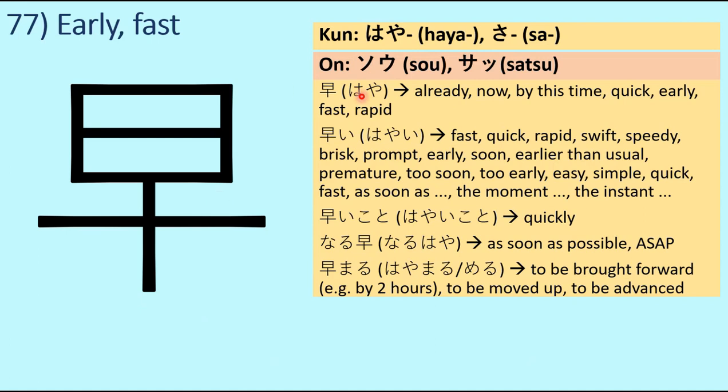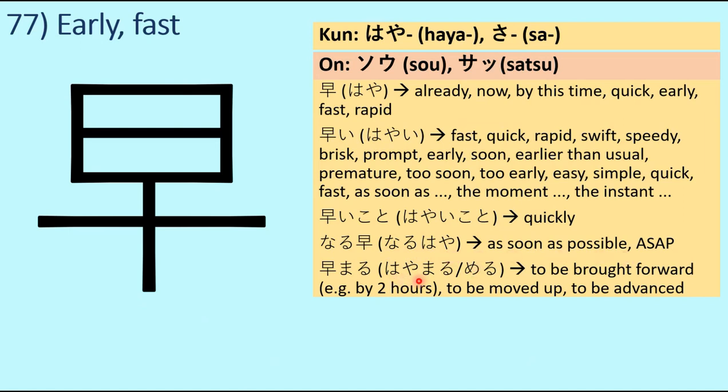The first one is haya, which means already, now, by this time, quick, early, fast, or rapid. Hayai: fast, quick, rapid, swift, speedy, brisk, prompt, early, soon, earlier than usual, premature, too soon, too early, easy, simple, as soon as, the moment, the instant. Then we have hayai koto, which means quickly. Then we have naru haya. Naru haya is as soon as possible.